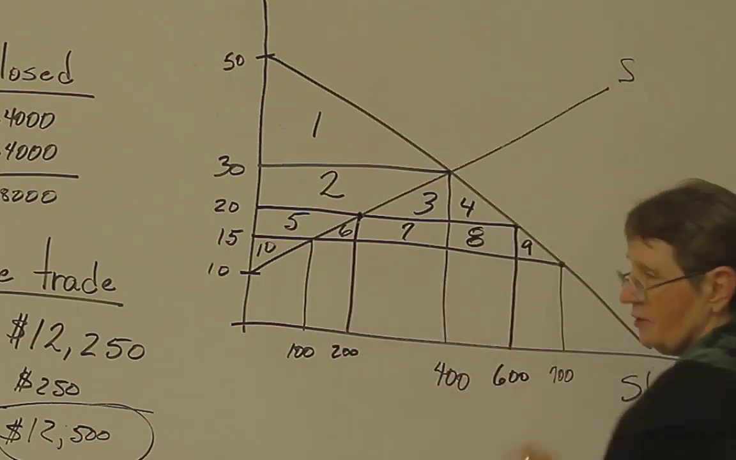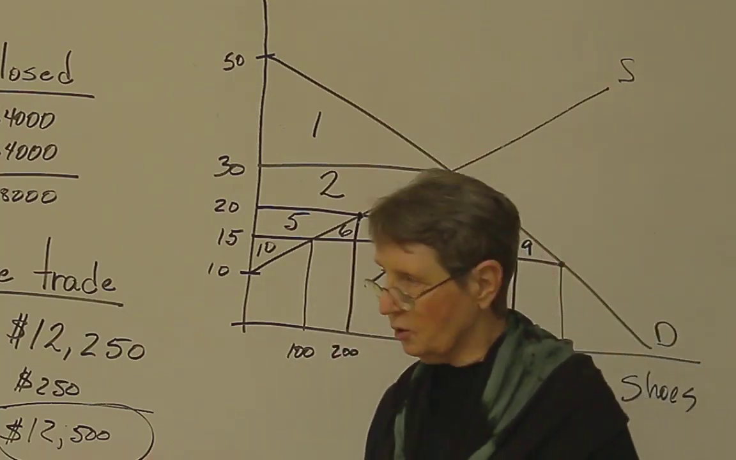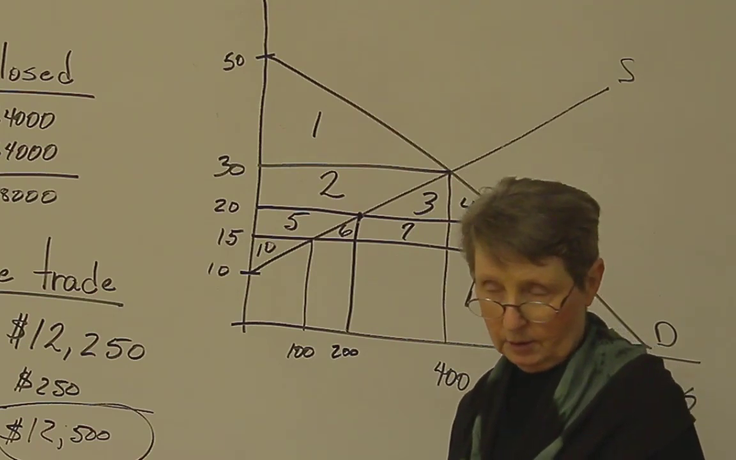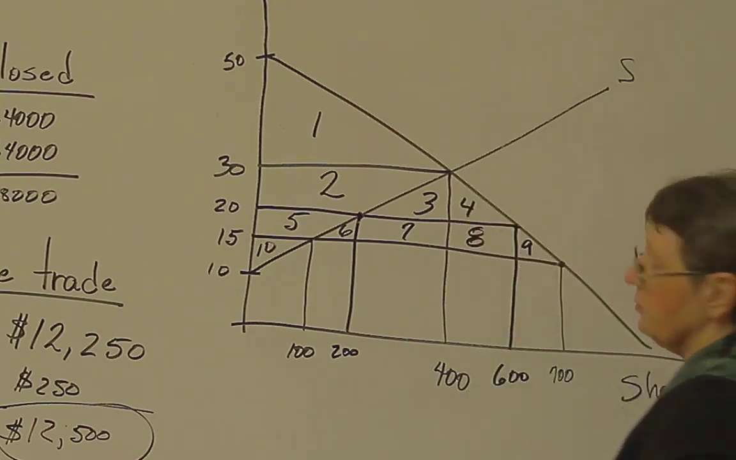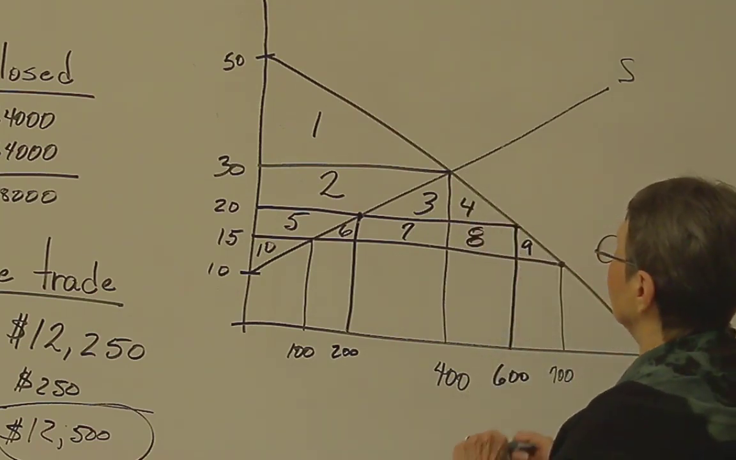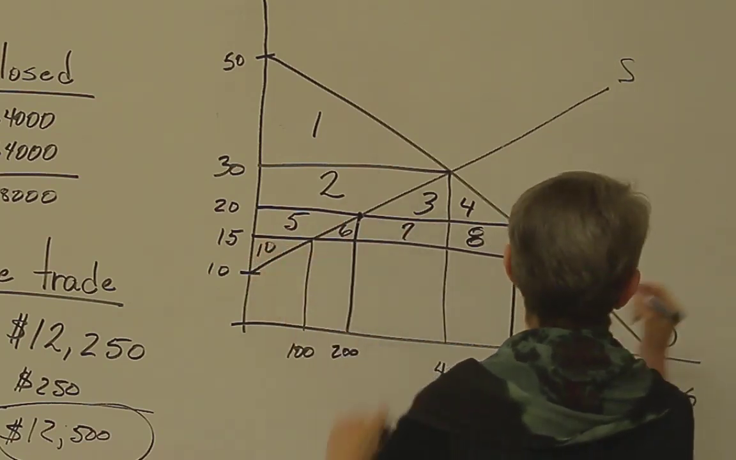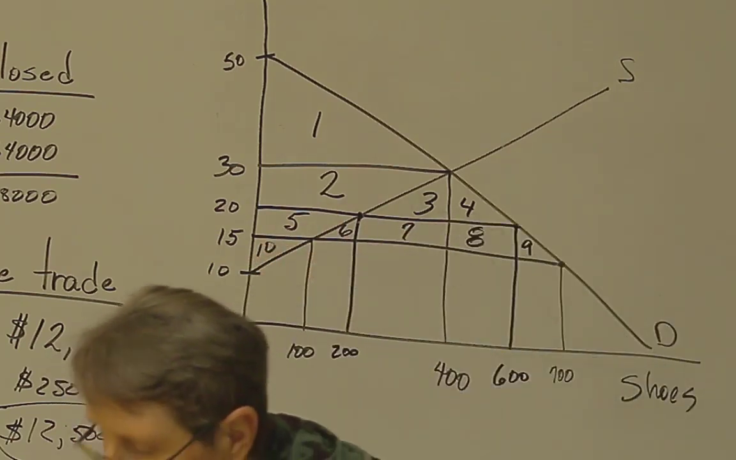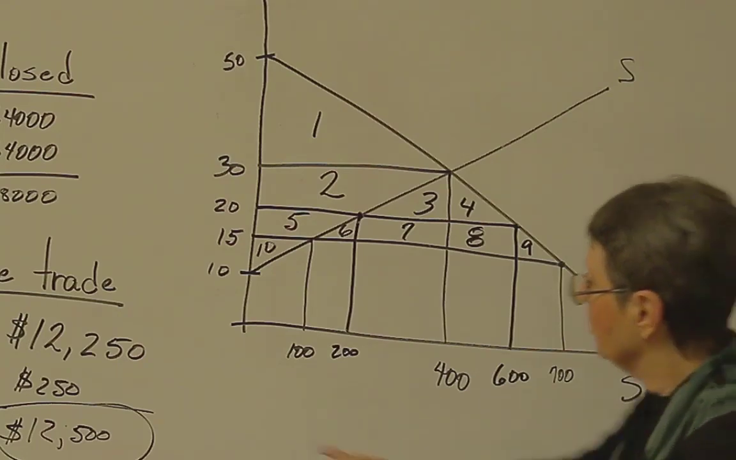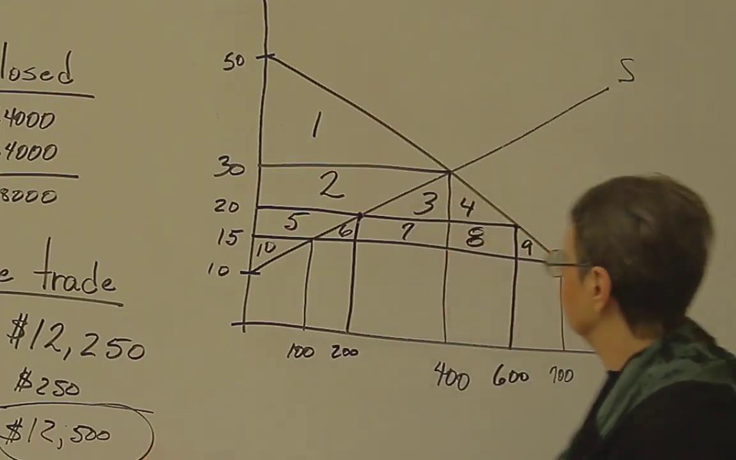So now we're left with 6 and 9. Who gets 6 and 9? And the answer is nobody gets 6 and 9. It's a loss to the economy. And in fact, we can measure consumer surplus, producer surplus, and the government revenue, and we can compare it with what our number is when there is free trade.